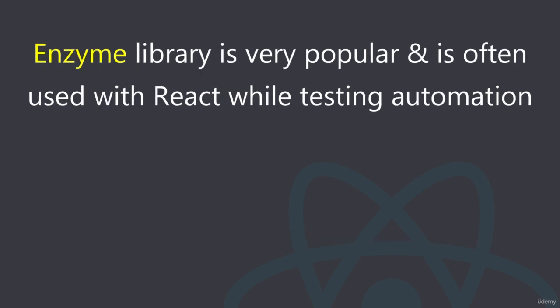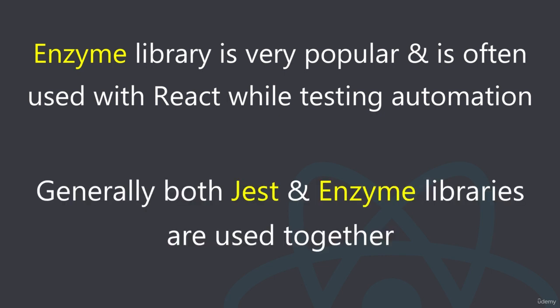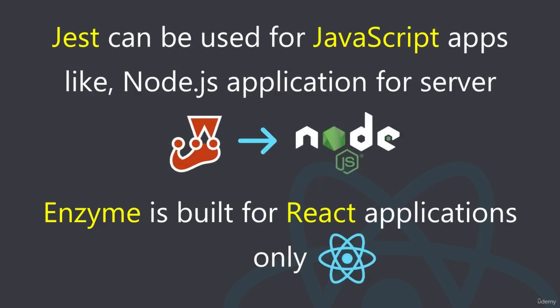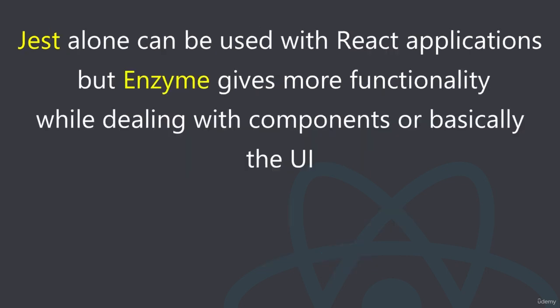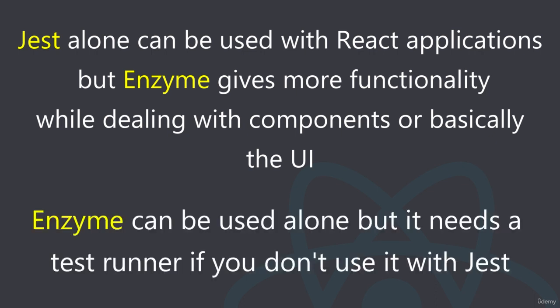There is one more library often used with React while testing automation, and that library is Enzyme. Generally, we see both Jest and Enzyme used together. Jest can be used for JavaScript apps also, for example, Node.js application for server, but Enzyme is built for React applications only. Jest alone can be used with React applications, but Enzyme gives more functionality while dealing with components or basically the UI. Even Enzyme can be used alone, but in that case it needs a test runner if you don't use it with Jest.